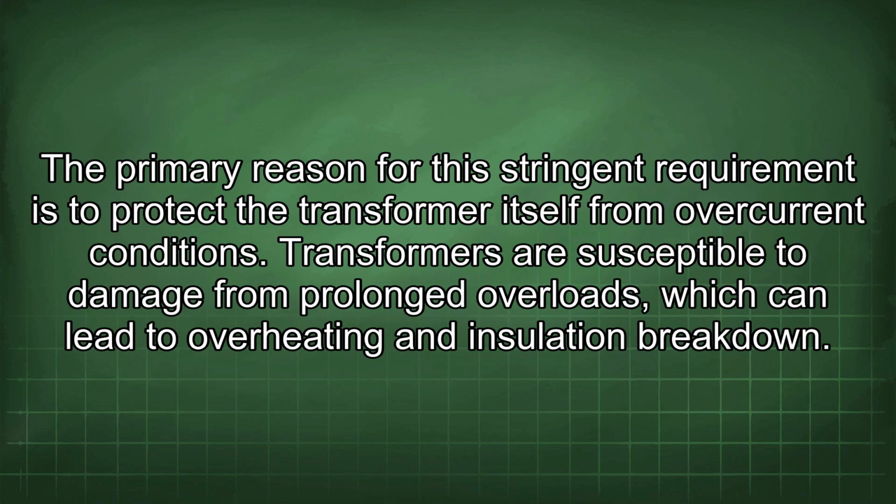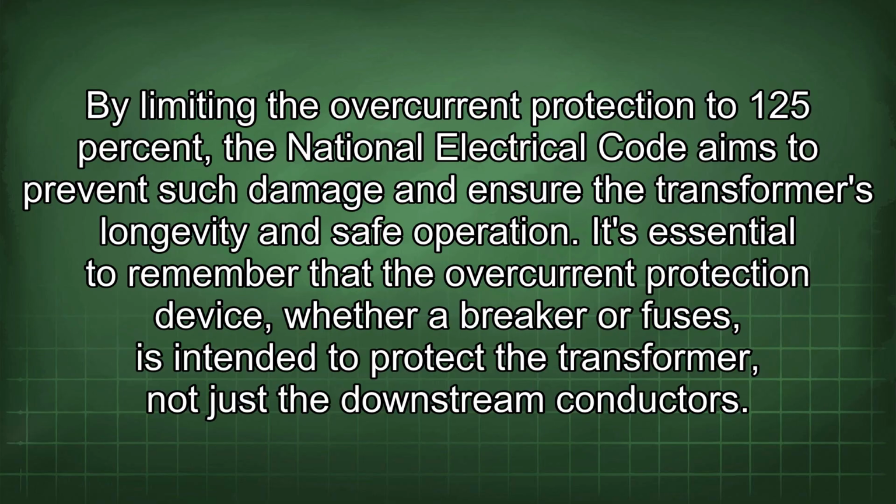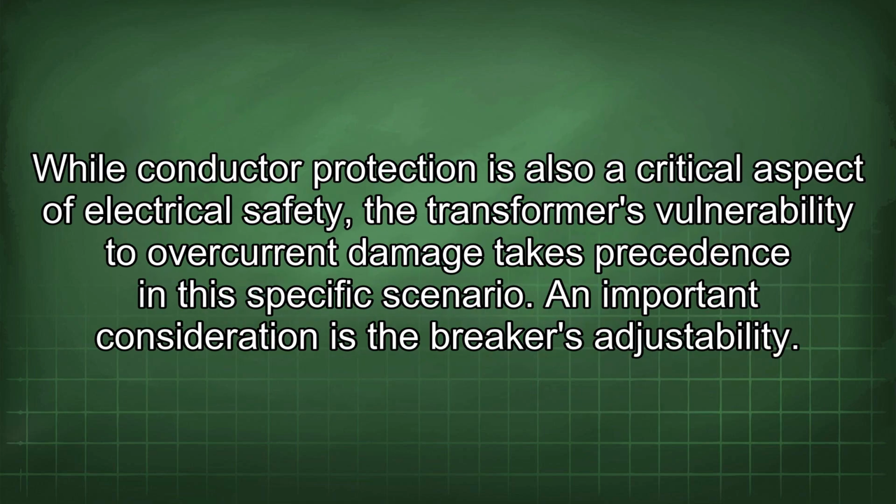The primary reason for this stringent requirement is to protect the transformer itself from overcurrent conditions. Transformers are susceptible to damage from prolonged overloads, which can lead to overheating and insulation breakdown. By limiting the overcurrent protection to 125%, the National Electrical Code aims to prevent such damage and ensure the transformer's longevity and safe operation. It's essential to remember that the overcurrent protection device, whether a breaker or fuses, is intended to protect the transformer, not just the downstream conductors. While conductor protection is also a critical aspect of electrical safety, the transformer's vulnerability to overcurrent damage takes precedence in this specific scenario.